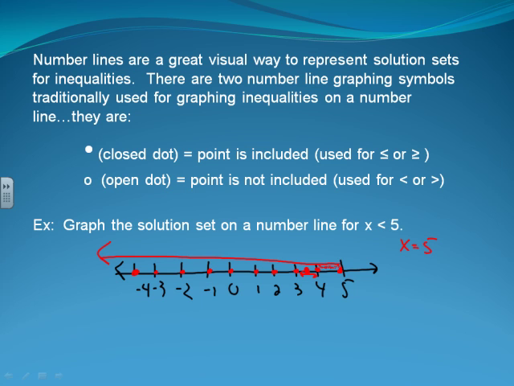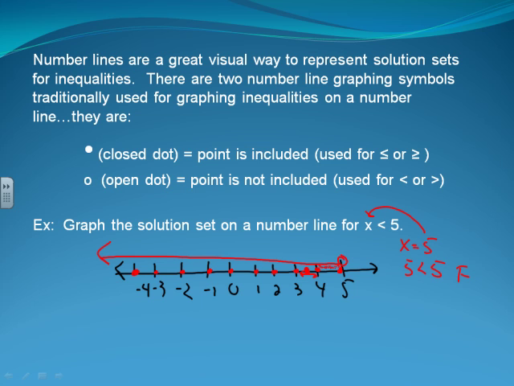And the answer is no, because if you put 5 in for x, you get this expression: 5 is less than 5, and that's false. 5 is not less than 5. So what that means is, although we have a line that extends to the left from 5, 5 itself is not included. And so to indicate that 5 is your starting point, because anything just slightly less than 5 does work, we're going to put an open dot on 5.